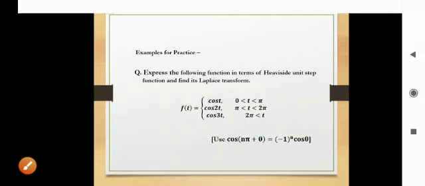In the next lecture we will move to the last special function, that is to find the Laplace transform of Dirac delta function.